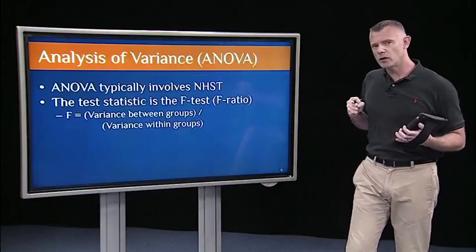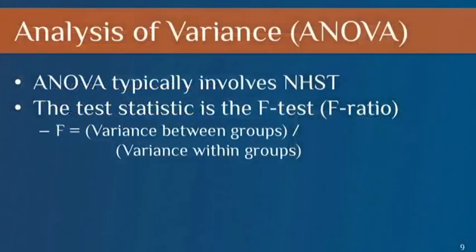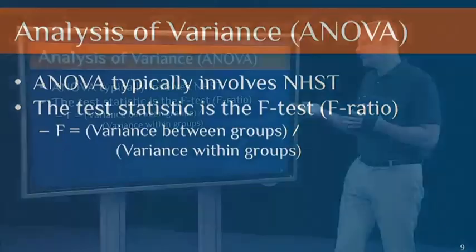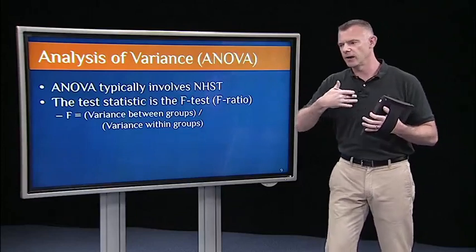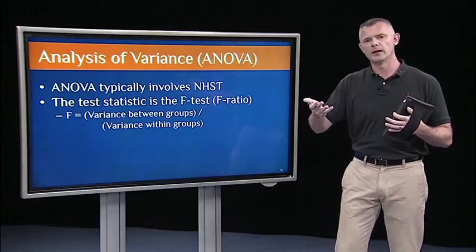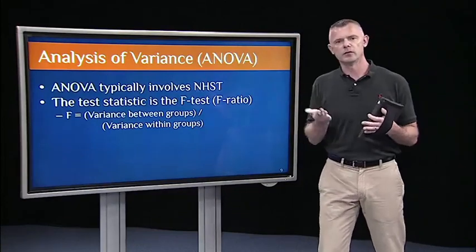So as I alluded to, ANOVA typically involves NHST. It doesn't have to. You can calculate these statistics and not engage in NHST, but it's most common that people do. And the test statistic here is not a t-test, but an f-test or f-ratio. A lot of people refer to it as an f-ratio because you can think of it as the variance between the groups or across the groups. And that's good variance. So that's variance that we created with our independent variable, with our treatment, relative to variance within the groups.